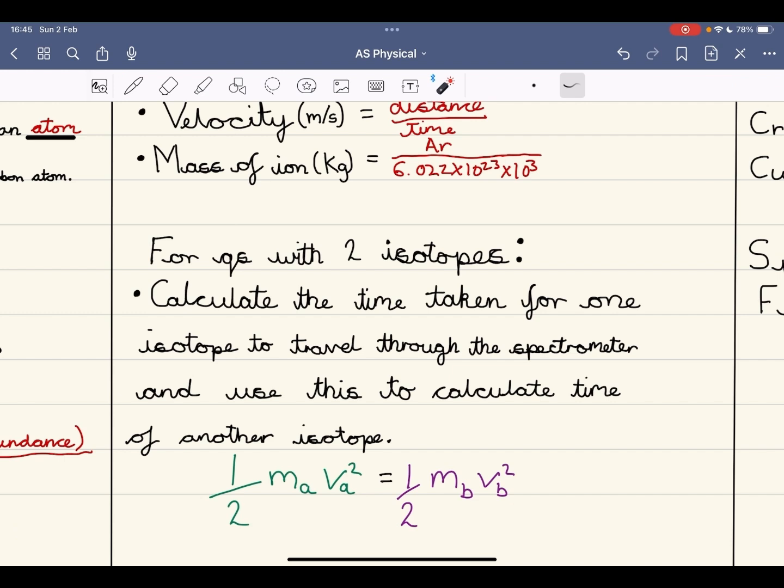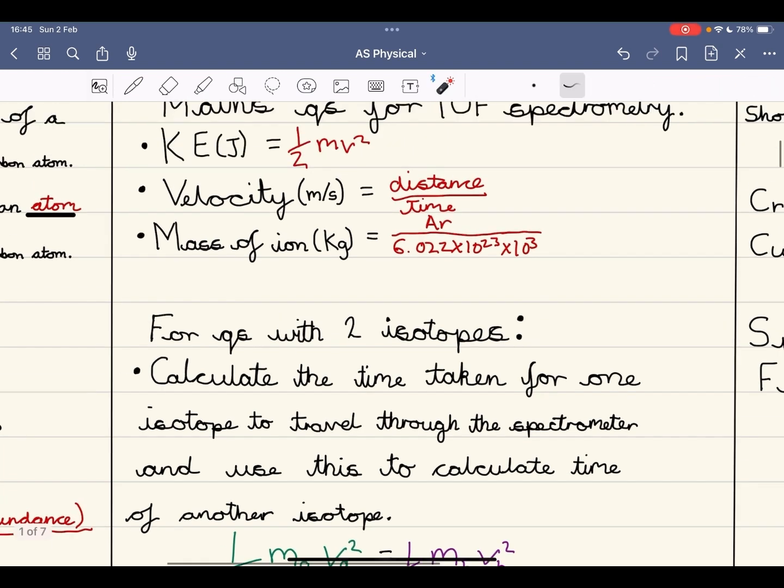And then with that, you can just sub in your other formulas, so like velocity is equal to distance divided by time, and all these other ones. Okay.